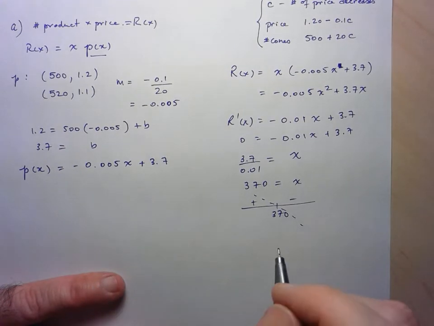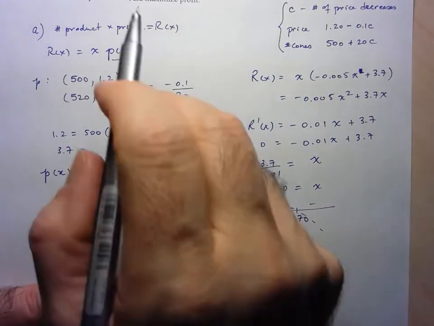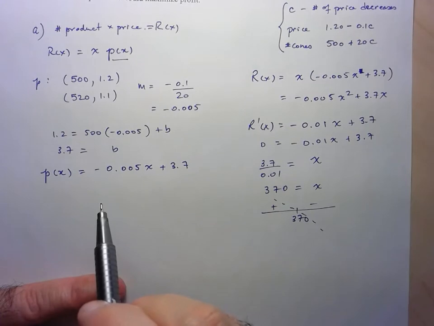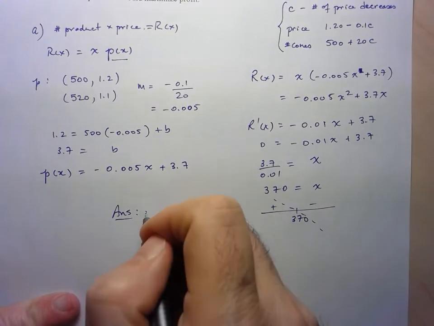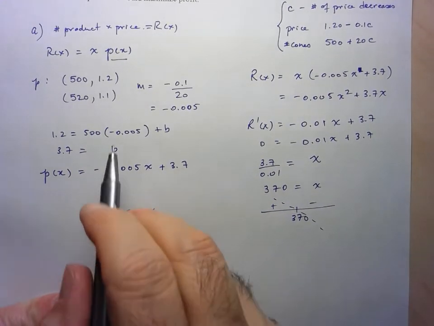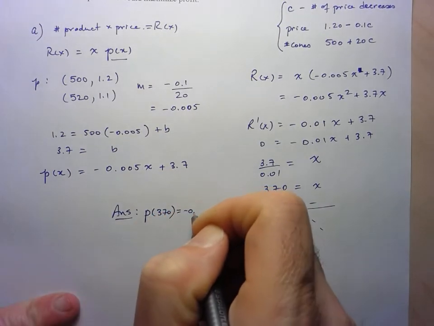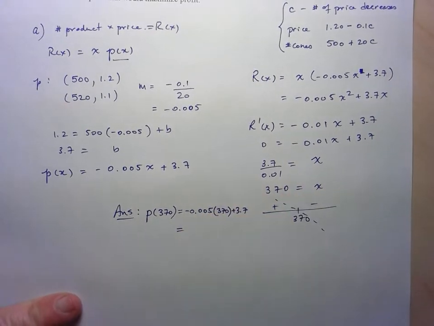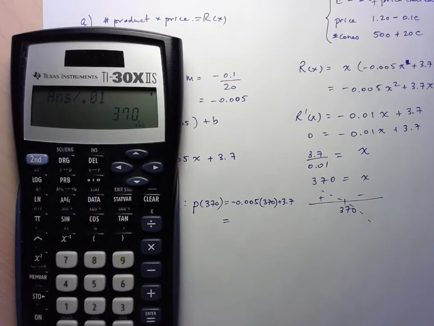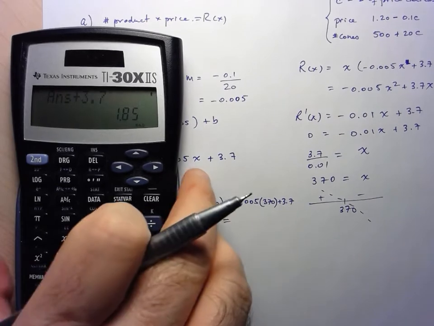Now we've got to be careful because this represents the number of cones we have to sell, but what we want to find is the price that would maximize our revenue. So when we give our answer, we're just going to use our price function, so we just need to find P at 370, which is just going to be equal to negative 0.005 times 370 plus 3.7, and that gives us $1.85.